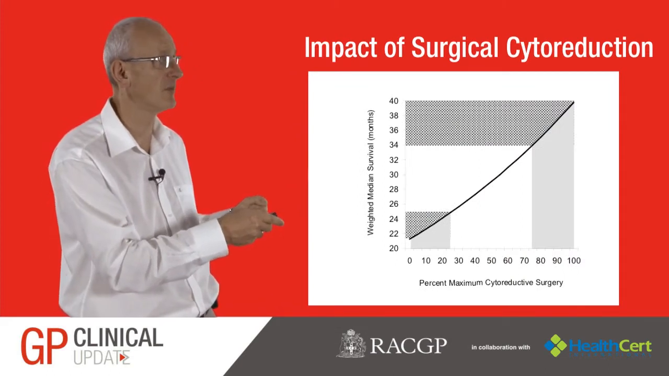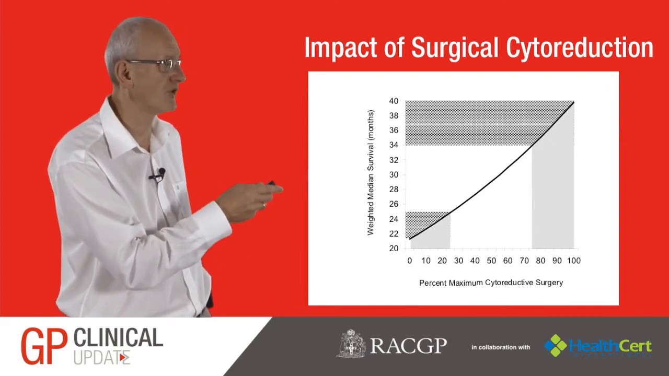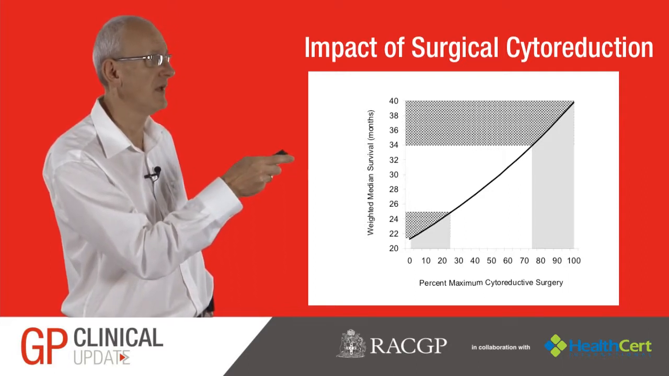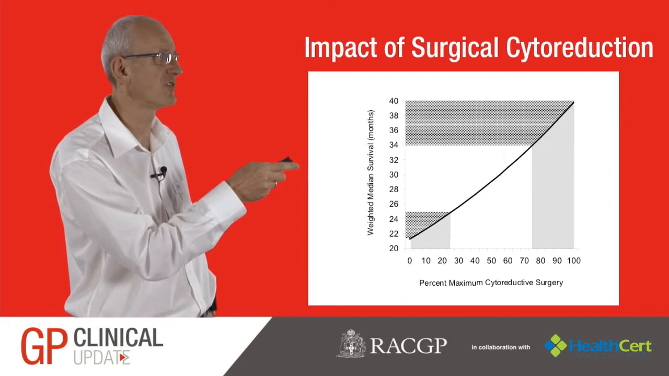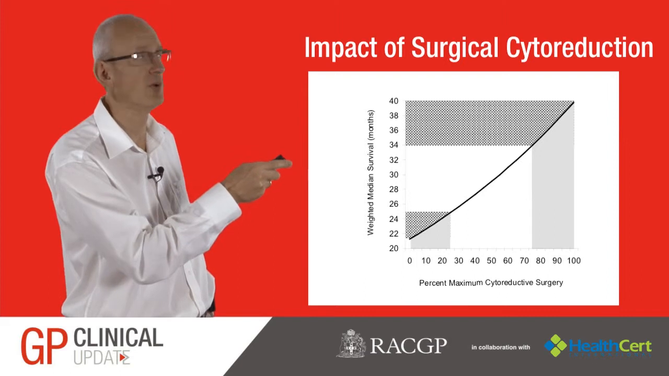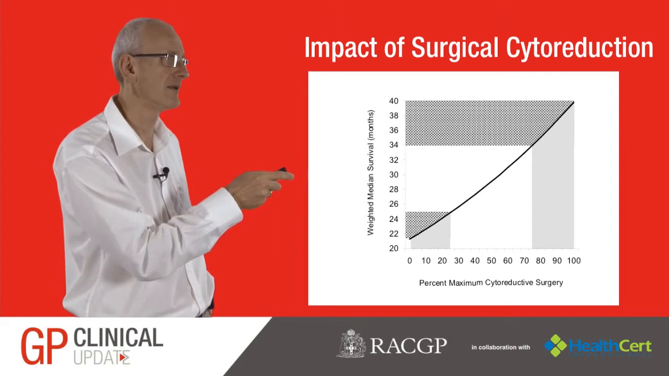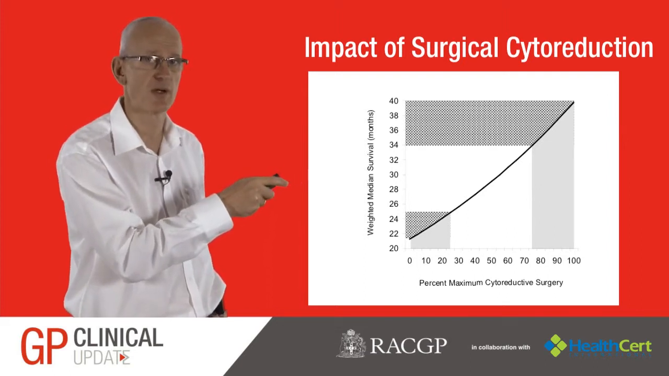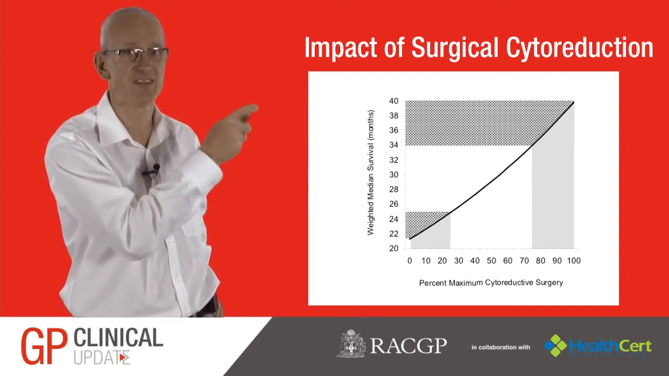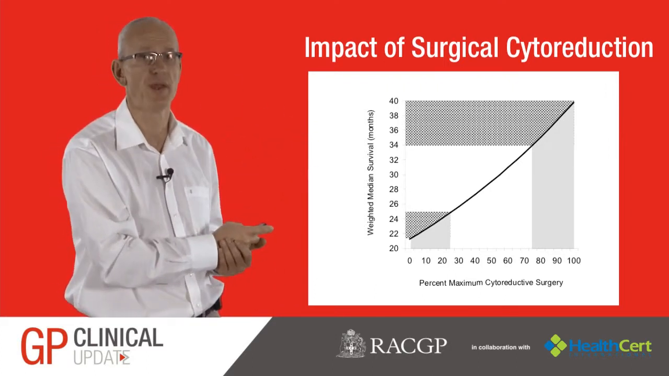And here are some figures that actually back up what I'm saying. What the curve says is that if I increase the maximum cytoreductive surgery percentage, the survival will go upwards and will improve. And I can actually double the survival by just improving my surgery. And data have shown that in patients who had exactly the same chemotherapy but different surgery, survival improved by more than double.